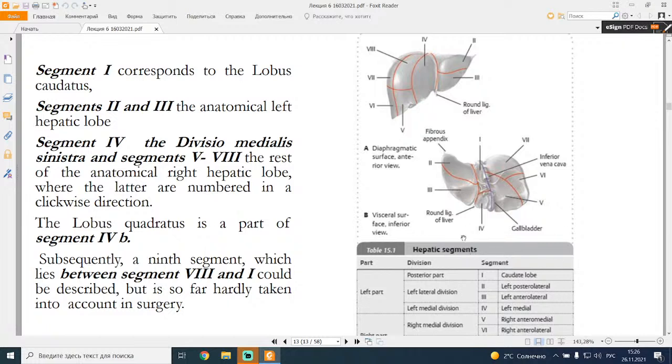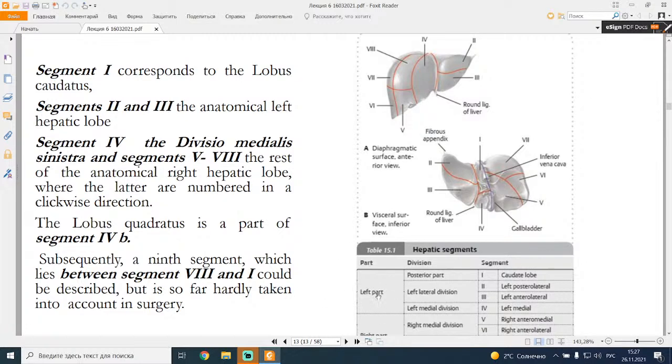The lobus quadratus is a part of segment 4b. Subsequently, a ninth segment, which lies between segment 8 and 1, could be described, but is so far hardly taken into account in surgery.